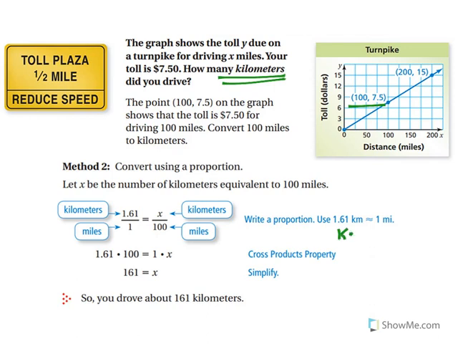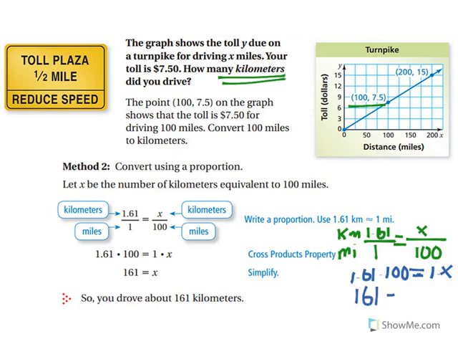I'll put down kilometers over miles, and then I set up my proportion. I know that 1.61 kilometers equals 1 mile. And I know that I have 100 miles. What I don't know is how many kilometers that is. So I can do 100 times 1.61. So again, I have 1.61 times 100 equals 1 times x. So I get 161 equals x.